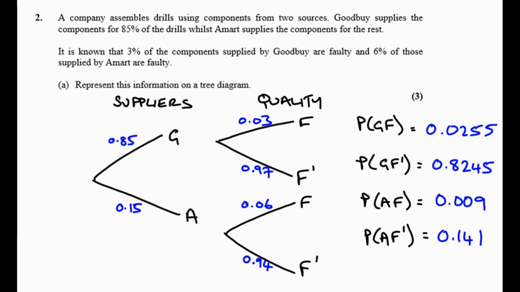It does make sense. A quick sense check. Which of those would I expect to be the largest? Well, 0.85 is the largest out of these branches, and the follow-on largest branch is the 0.97. So just quickly, I'm quite confident with those values that I've got. Which one would I expect to be the smallest? I'd expect it to be Amart and then faulty. And that is the smallest out of these probabilities. A quick sense check shouldn't take more than 2 to 5 seconds. Happy with that. Ready to move on.